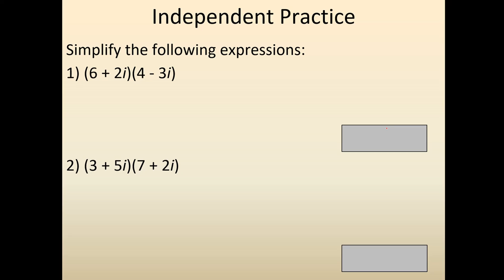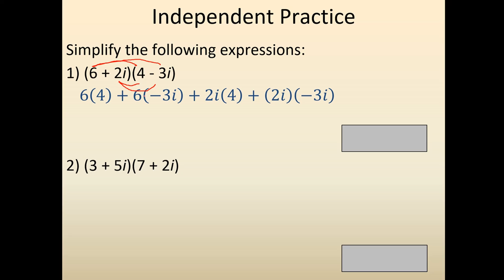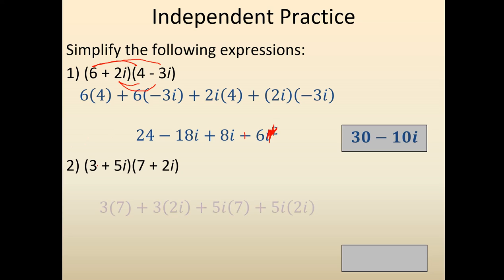Pause the video, work it yourself, and we'll go over it in a second. All right, so again, we distribute. So 6 times 4, 6 times minus 3i, 2i times 4, and 2i times minus 3i. This simplifies to 24 minus 18i plus 8i minus 6i squared. i squared is negative 1, so this becomes plus 6, and we can get rid of the i squared. So we combine the 24 plus 6 to get 30, and the negative 18i plus 8i to get negative 10i. So we get 30 minus 10i.